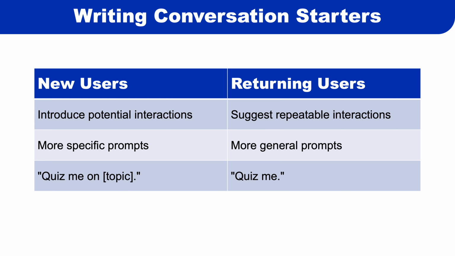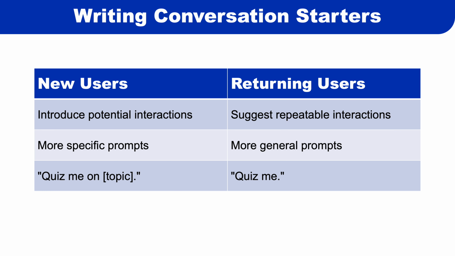Strategically, you can think of two main purposes for conversation starters. First, you want to help new users understand how they can potentially interact with your GPT. Second, you want to help returning users quickly engage in repeatable variable tasks. Hence, conversation starters can be more specific, more general, or mixed to support these strategic use cases. Let's consider some example conversation starters.